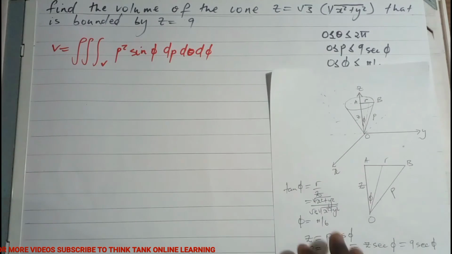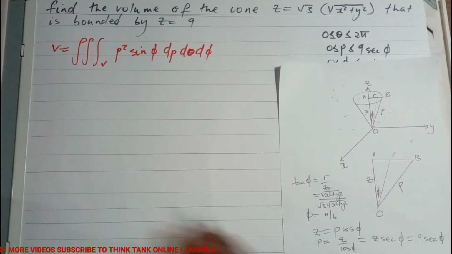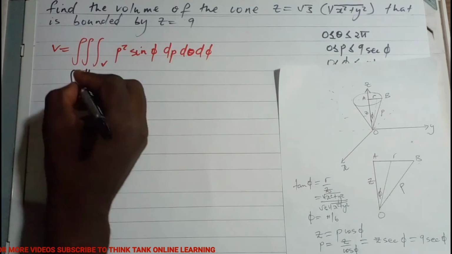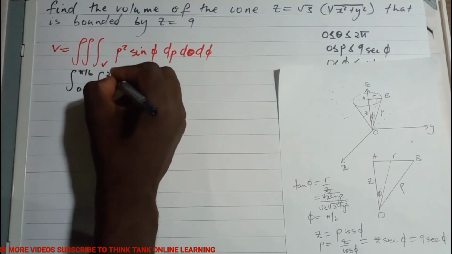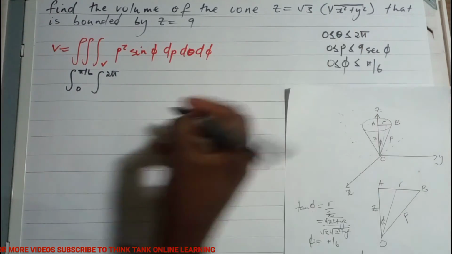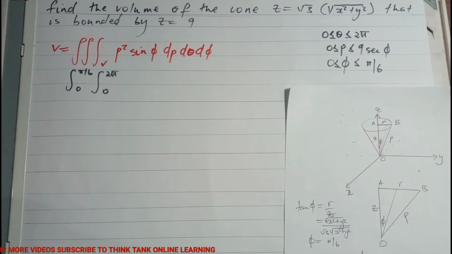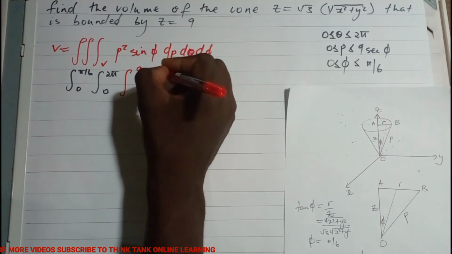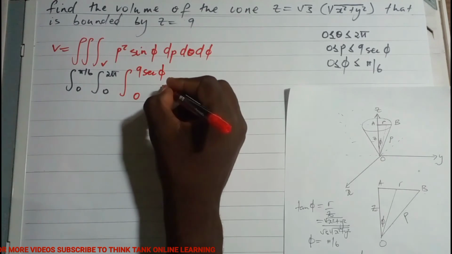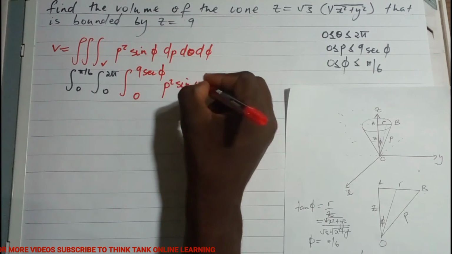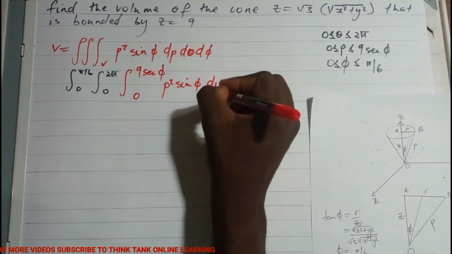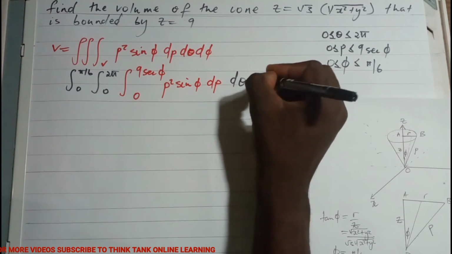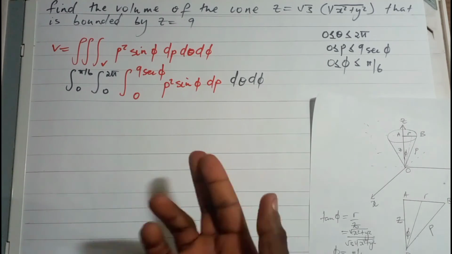So what we're going to do is phi is going to be my outer integral, so I'm going to say pi upon 6 to 0, then 2 pi to 0 for theta. Rho is my inner integral, from 0 to 9 secant phi, of rho squared sine phi d rho d theta d phi.